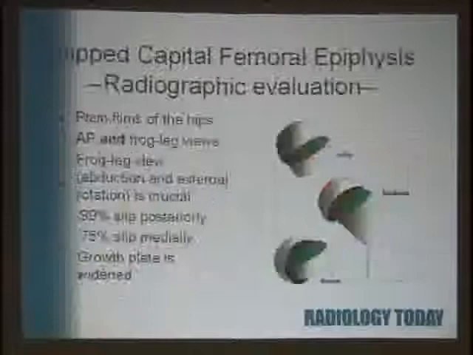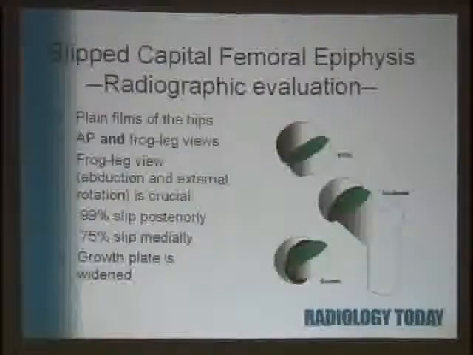Okay, and again, plain films are good, but we need the AP and the frog leg, so two views, because what's happening is the hip is slipping back, the epiphysis, like the ice cream on the cone. It's falling back and medially. They're all going to go posteriorly, 99%, but 75% of them slip medially too. So you'll see the growth plate is widened, but you should notice that the edges aren't lining up anymore, okay?